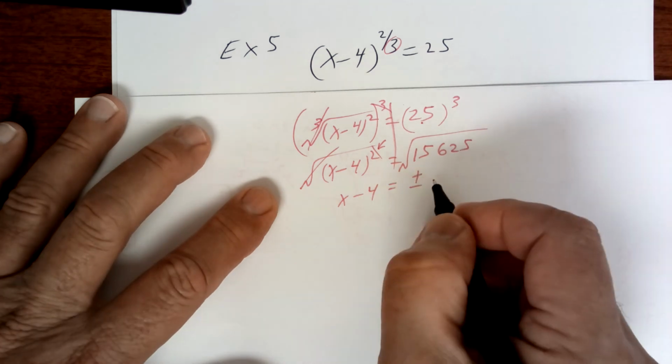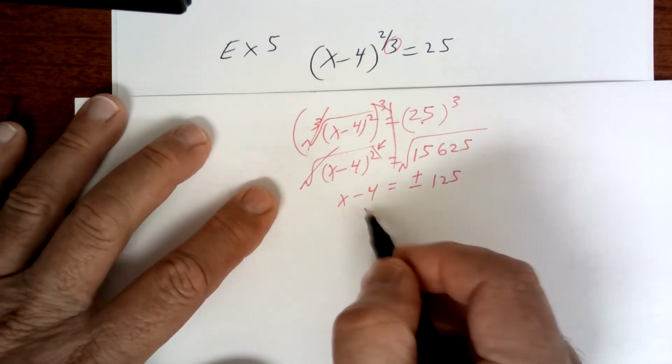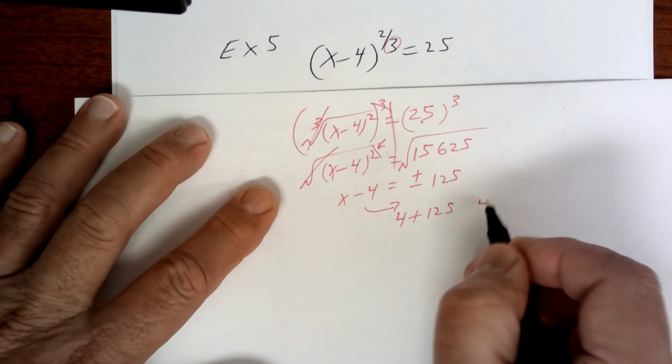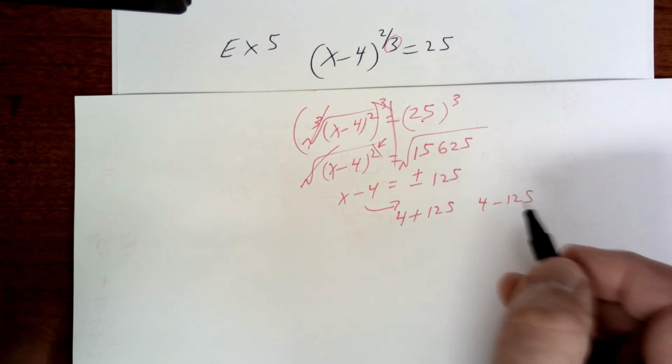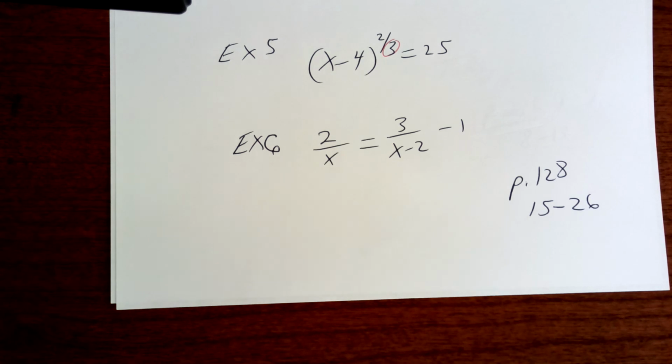125. Okay, and then you're going to move the 4 over here. So it's going to be 4 plus 125, and then 4 minus 125. And then you can see the answers in the book. Okay, if you get stuck on these, go back to the examples. We're going to work one more before I give you your assignment. So look up here. Copy down example 6.